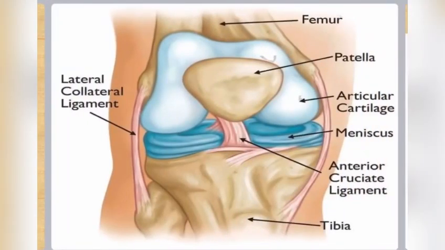This is the diagram. Femur bone, the center one is the patella, the side one is the articular cartilage, meniscus, anterior cruciate ligament, tibia, and lateral collateral ligament.